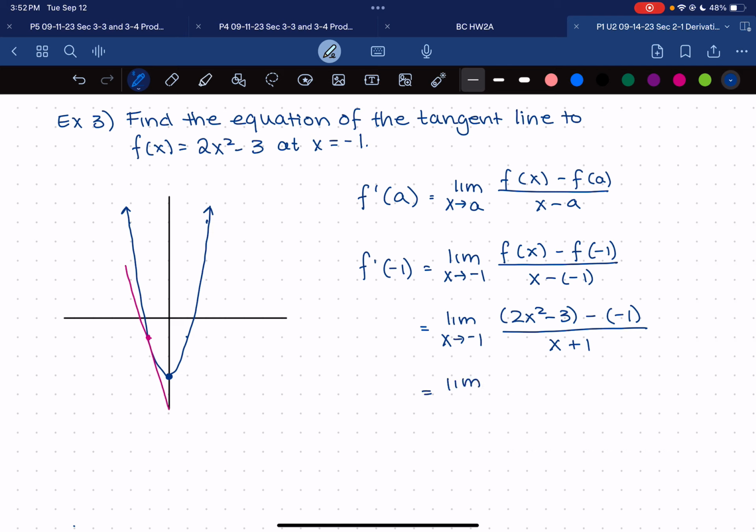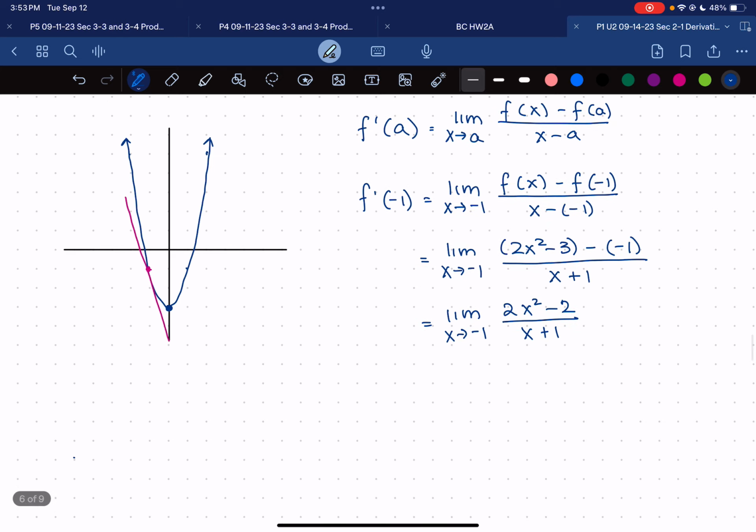And if I go ahead and simplify in the numerator, I get 2x squared minus 2 over x plus 1. Now, when I go ahead and plug in a -1, I'm going to get 0 over 0. I have to do something with this. That numerator does factor. I can factor out a 2, and then I have a difference of squares.